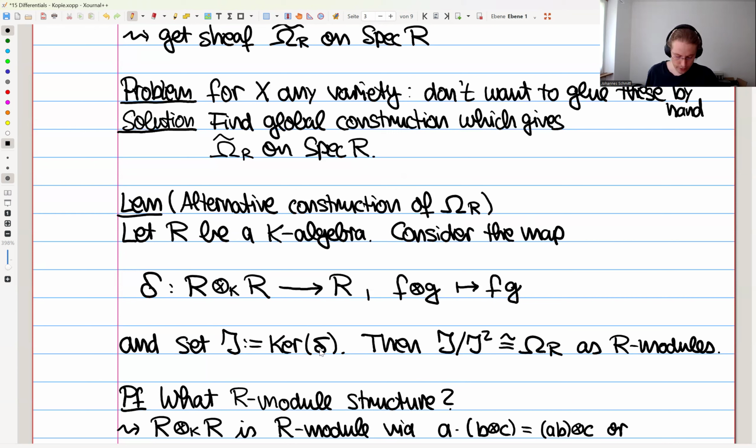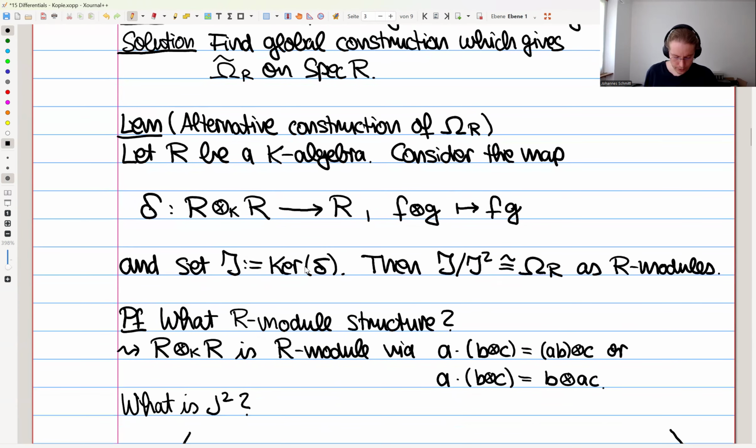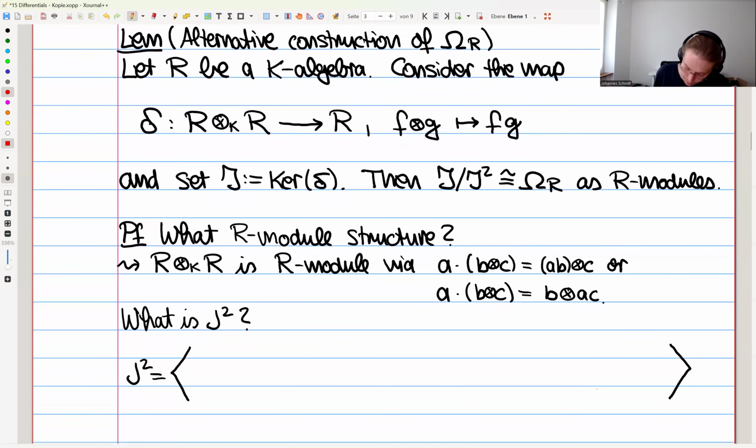An important first question that you can ask here is that I say J modulo J squared is isomorphic to Omega R as R-modules. And at this point, you can ask what is the exact R-module structure that we put on here? Because the problem is that this J lives inside this tensor product. And the claim is this tensor product is an R-module in two different ways. Namely, if you have an element a of R and you have, for example, such a pure tensor here, then if you want to multiply this, you can either put this a in the first factor, or you can let a act by multiplication in the second factor. And the important thing here is this really matters which one you do, because these are actually different R-module structures.